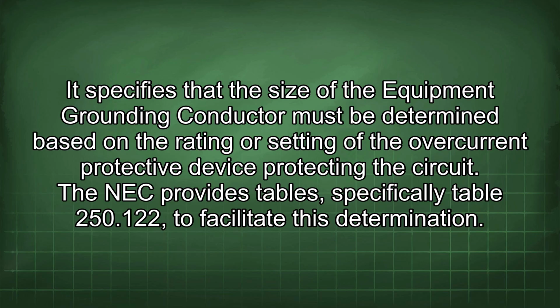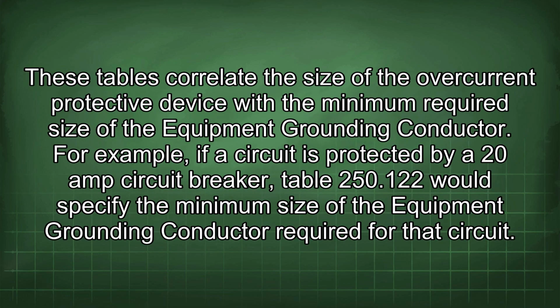It specifies that the size of the equipment grounding conductor must be determined based on the rating or setting of the overcurrent protective device protecting the circuit. The NEC provides tables, specifically Table 250.122, to facilitate this determination. These tables correlate the size of the overcurrent protective device with the minimum required size of the equipment grounding conductor.